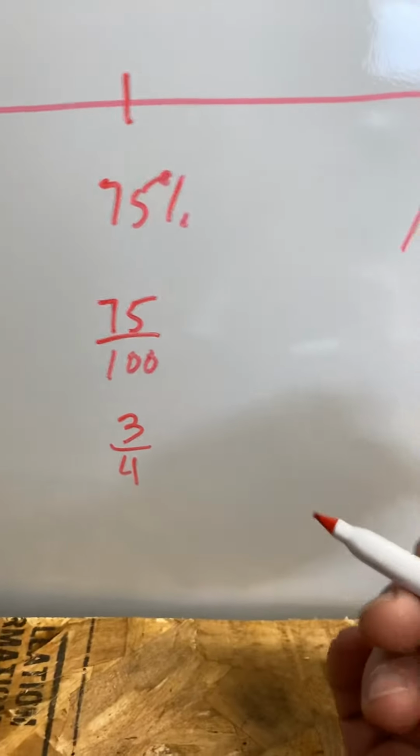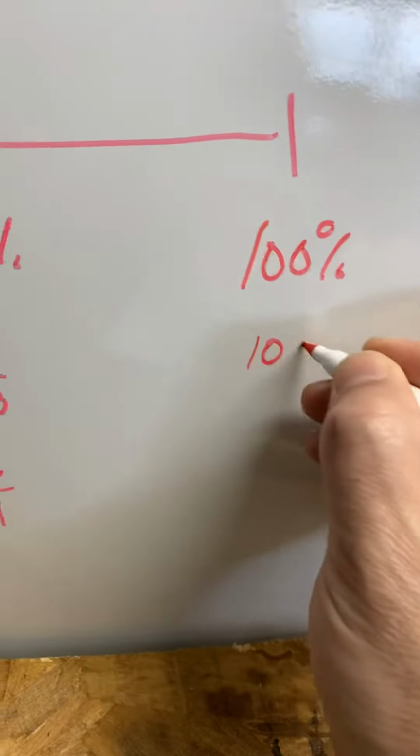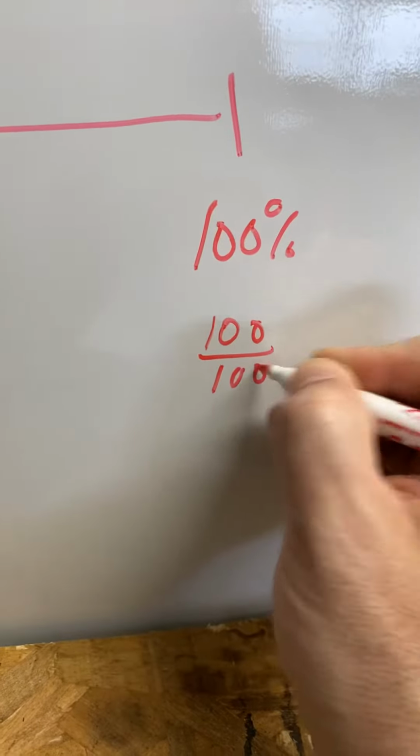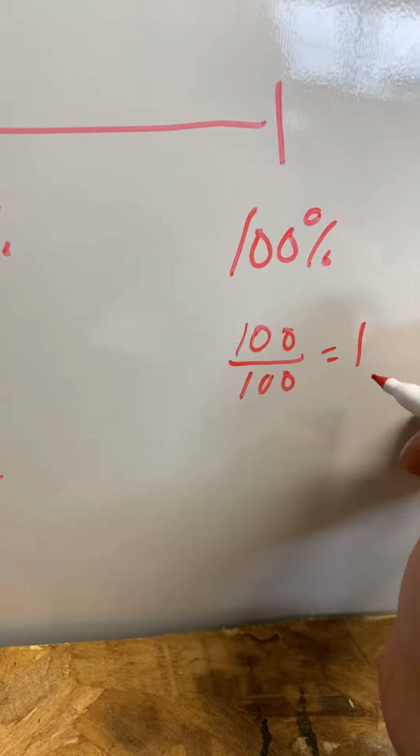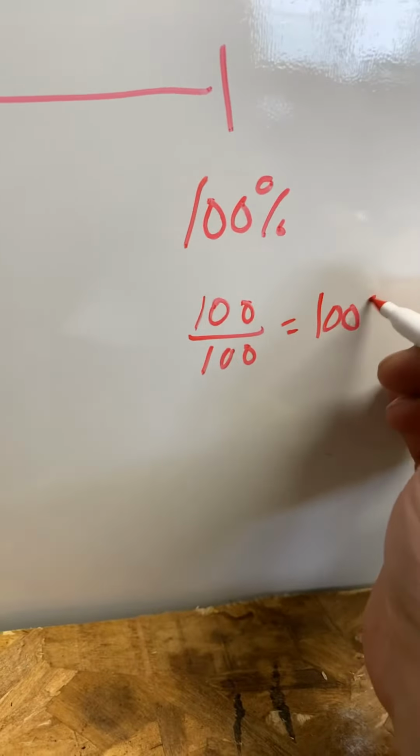Okay? And then the last one would be 100. 100 would be over 100, and that's just what it is. It equals 1 or 100%.